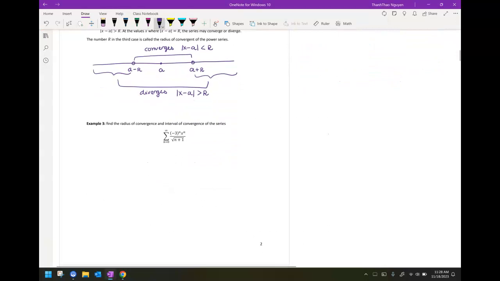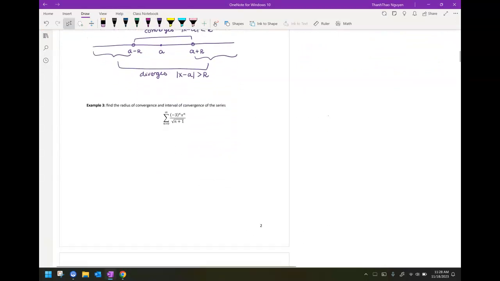Let's take a look at this problem. Find the radius of convergence and the interval of convergence for the series. We will start with the ratio test. So I'll go ahead and calculate a sub n plus 1 divided by a sub n, and we'll talk about the limit after. That is equal to 3 to the n times x to the n.